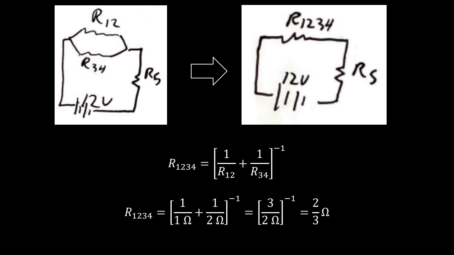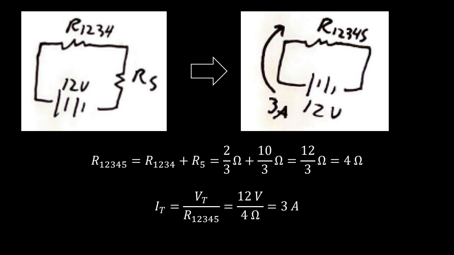Now we have resistor 1,2 in parallel with resistor 3,4. It's a single resistor in parallel with a single resistor. We can now use the parallel path formula, which is that the equivalent resistance of parallel paths is the reciprocal of each resistance added together and then raised to the negative first power. So 1 over R12 plus 1 over R34 becomes 1 over 1 ohm plus 1 over 2 ohms. That becomes 3/2 ohms, which raised to the negative first power is 2/3 ohms. And that collapses these 2 parallel paths into a single equivalent path.